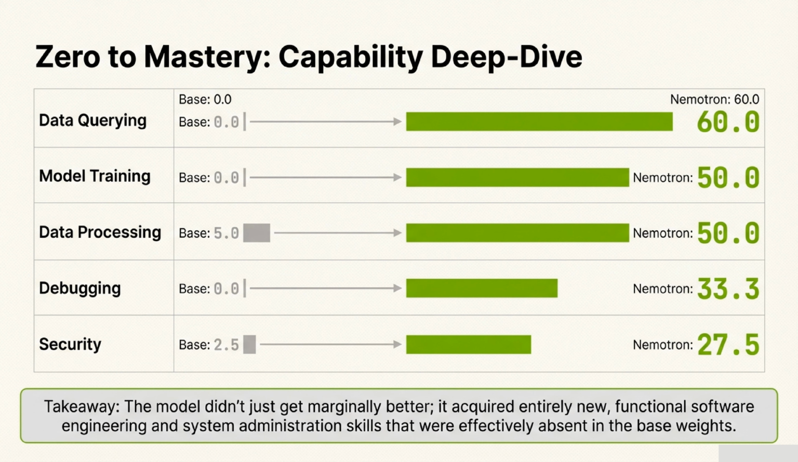If we look at a capability deep dive, we see the model didn't just get marginally better, it went from zero to mastery. In areas like data querying and model training, the base model scored a literal 0. Nemotron-Terminal jumped to scores of 60 and 50. It acquired entirely new, functional software engineering and system administration skills that were effectively absent in its original base weights.